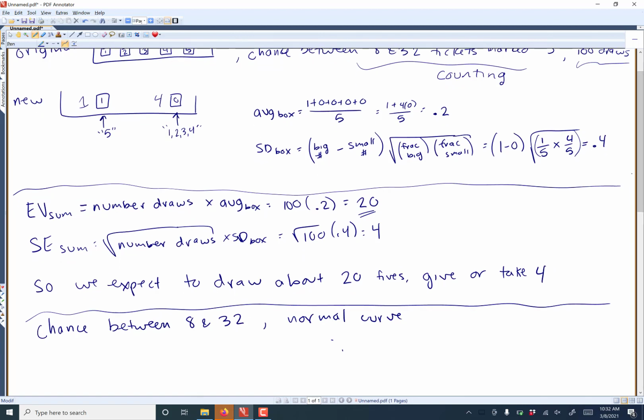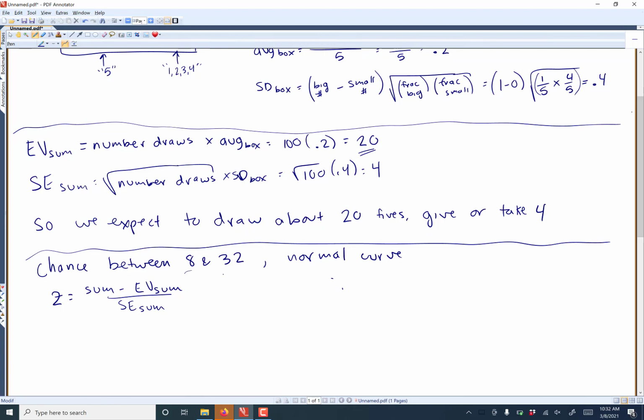Well, for your normal curve, you have to find your z-values. So z is equal to your sum minus the expected value you were supposed to get for your sum over the standard error you were supposed to get for your sum. Now in this problem though, we do have two different values, so this does make it slightly more difficult. We're going to find two different z-values. So let's come over here and find two different z-values.